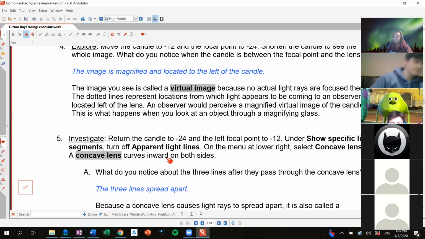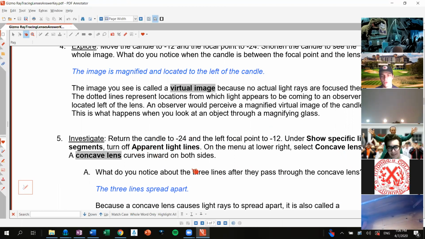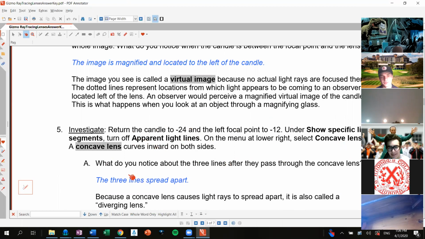Some further investigation was asked of you. In this case, we needed to return the candle to minus 24 and the focal point to minus 12, and then select a concave lens. A concave lens curves inward on both sides, exactly the opposite of what we saw with the convex lens. Okay, so we're working with a different lens now.